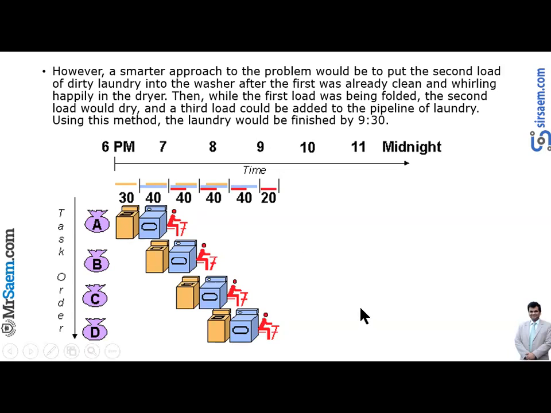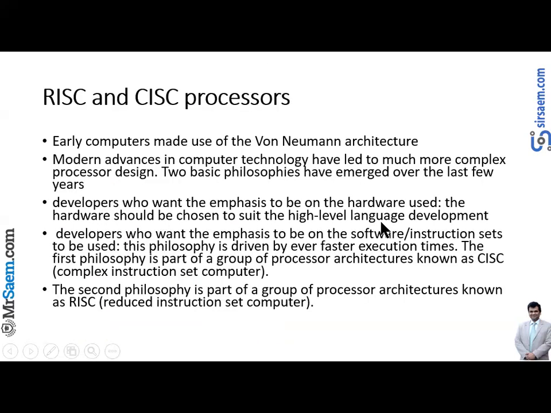We will discuss ahead why pipelining cannot be done in CISC processors. Then it will be more clear. Okay, should I proceed further? Pipeline. Okay, let's talk about RISC and CISC now in more detail.